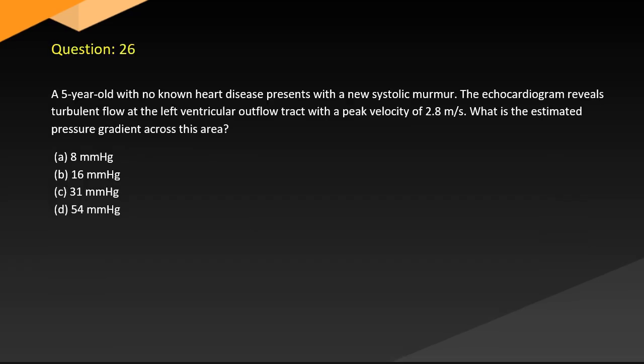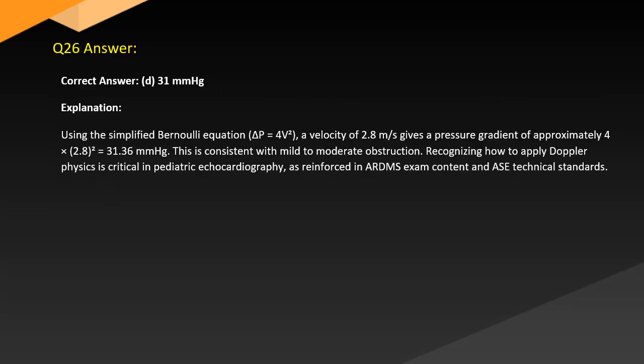Question 26. A 5-year-old with no known heart disease presents with a new systolic murmur. The echocardiogram reveals turbulent flow at the left ventricular outflow tract with a peak velocity of 2.8 meters per second. What is the estimated pressure gradient across this area? A. 8 mmHg. B. 16 mmHg. C. 13 mmHg. D. 50 mmHg. Answer. Correct answer. D. 30 mmHg.